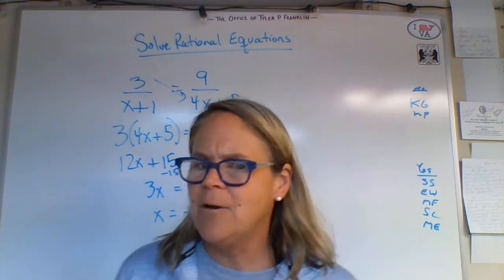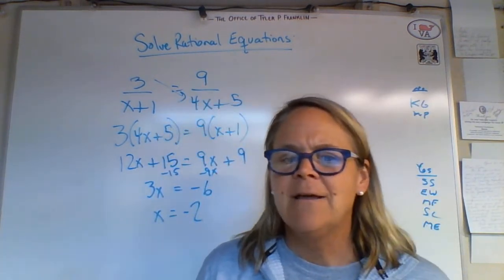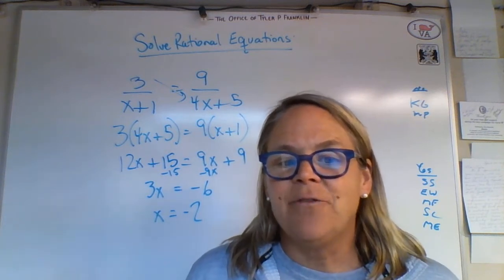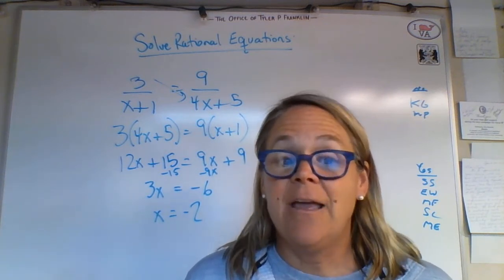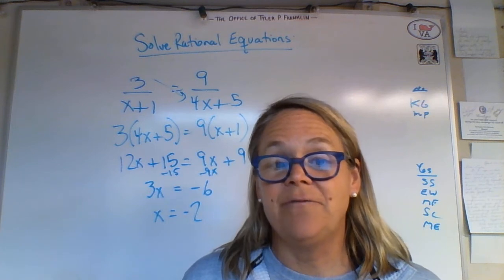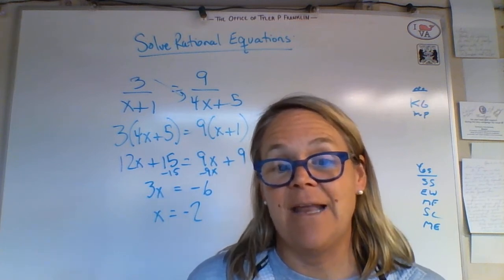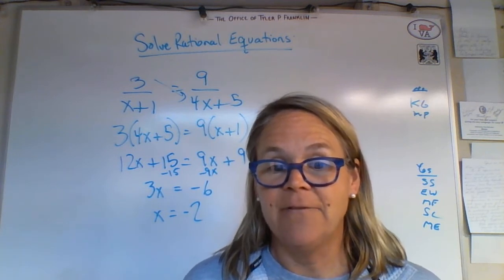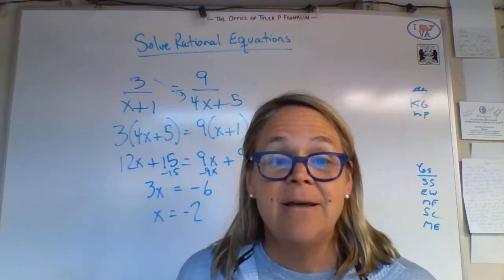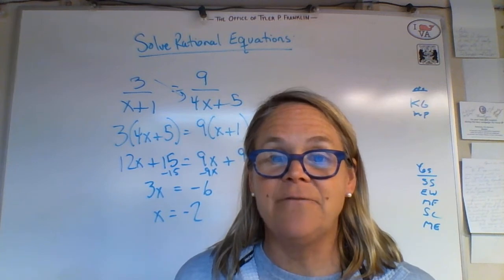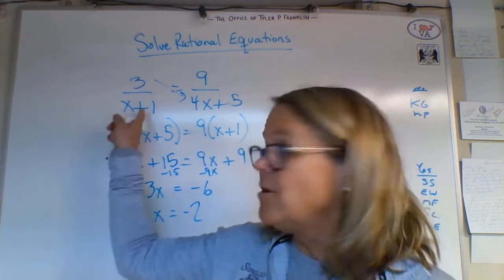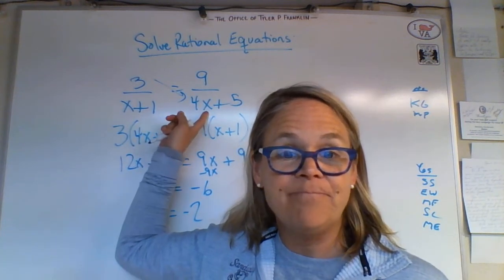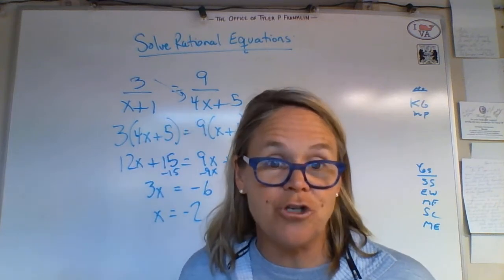It's not showing a lot of work, but I subtract 9x from both sides. I get 3x. I subtract 15 from both sides. I'd get negative 6 on the one side. Divide by 3, negative 2. Check it. Negative 2 will not give you 0 in either denominator. That's all you have to do if you trust your work.